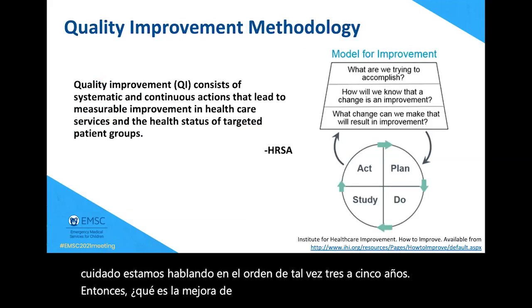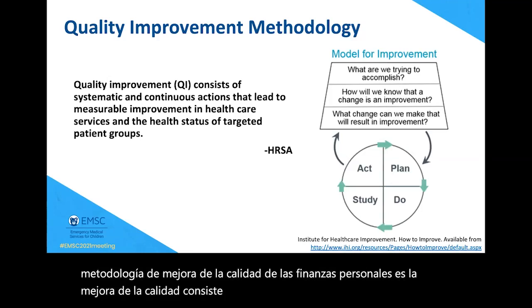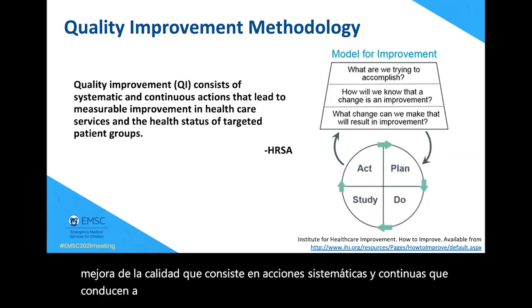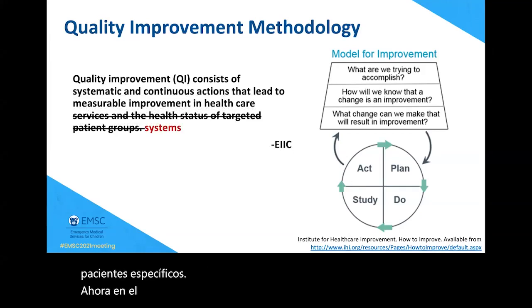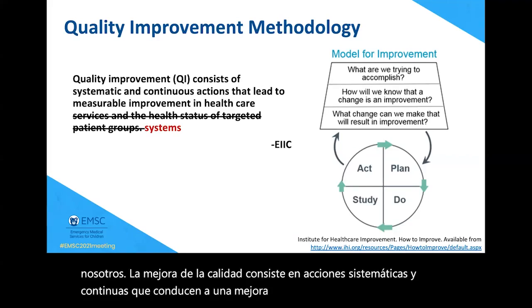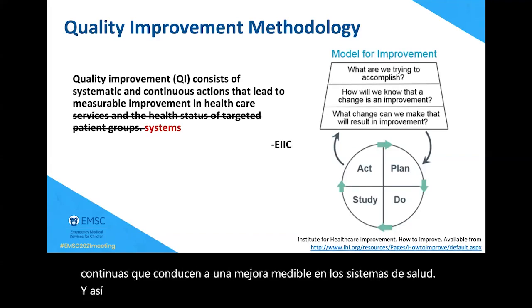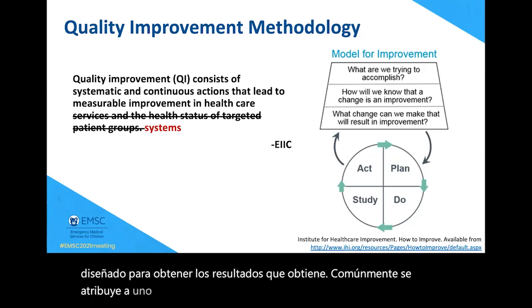Now, HRSA defines quality improvement as systematic and continuous actions that lead to measurable improvement in healthcare services and the health status of targeted patient groups. Now at the EIIC, we changed this slightly, and that is really that for us, quality improvement consists of systematic and continuous actions that lead to measurable improvement in healthcare systems. And so some of you might be familiar with this idea that every system is perfectly designed to get the results it gets. It's commonly attributed to one of the fathers of quality improvement, Edward Deming.